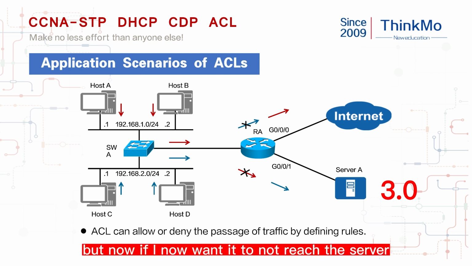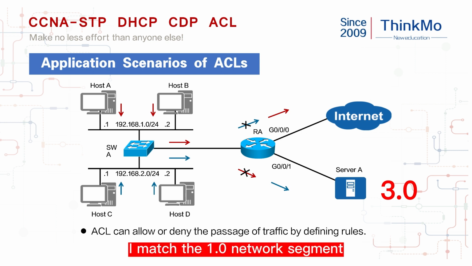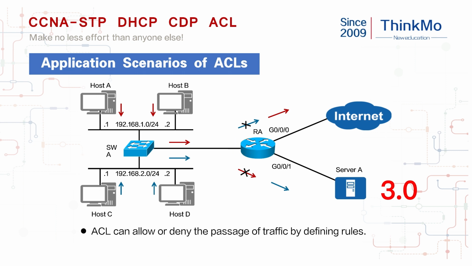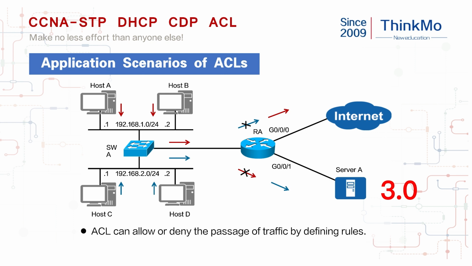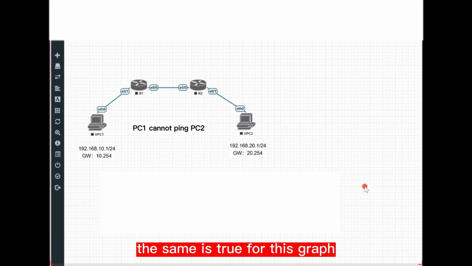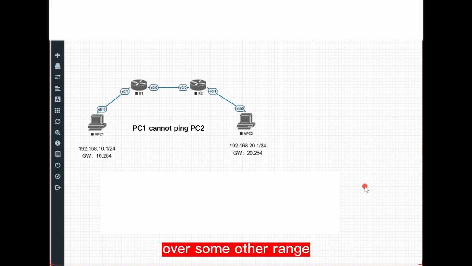But now if I want it to not reach the server, and I match the entire 1.0 network segment and kill it under this interface, now this 1.0 network segment can't connect to the internet. Not only can it not access the server, it can't get online now. So this is not a real requirement. The same is true for this graph. We just don't want it to ping, and we don't want to control some other range.